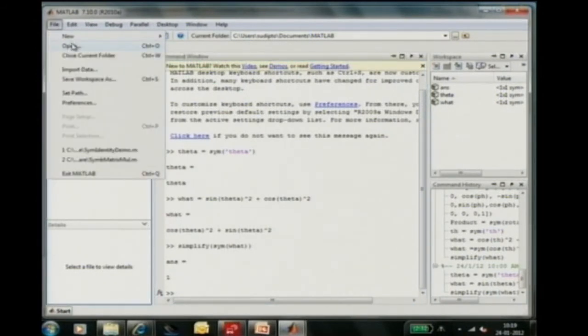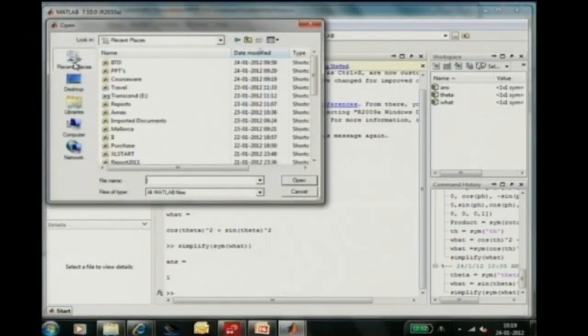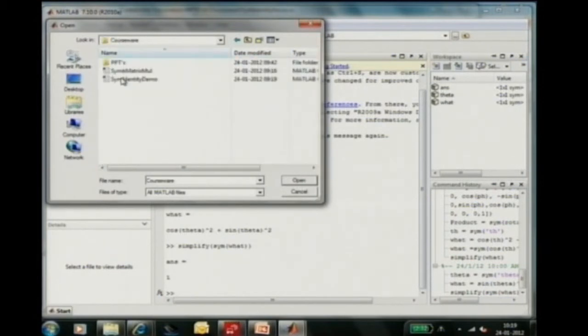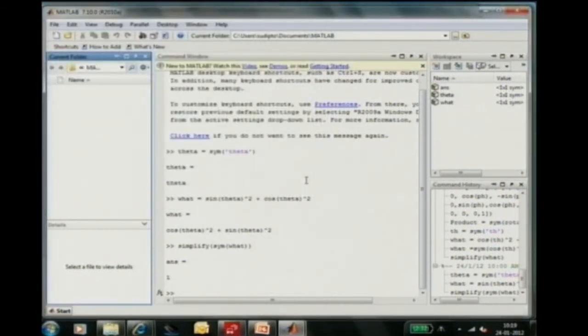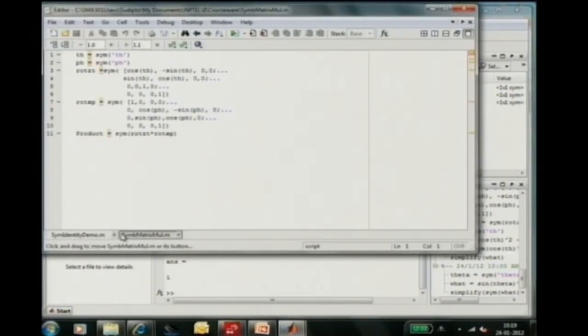Anyway, so let's look at something more interesting. Open recent places, courseware. Okay. So this is a little bit more complex.